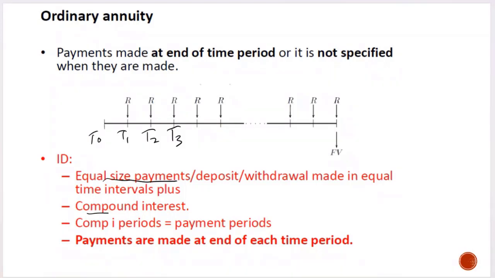And then we are calculating using compound interest. The compound interest period should be the same as the payment periods. Now we are saying the payments are made at the end of each period. So it is important to know how to write your story in the timeline.